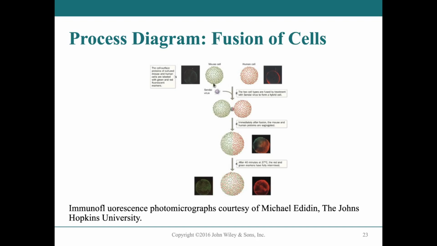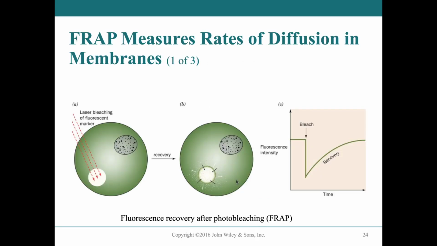So the green here shows the mouse proteins floating around the membrane, and the red is the human proteins floating around the membrane. When they fuse the two cells, after some time, they can see that the proteins move around and become more interspersed. And that is one of the foundations of the fluid mosaic model. Meaning to say, our biological membranes are very dynamic structures.